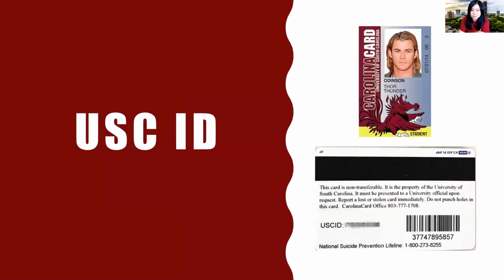USC ID is going to be appearing on the back of your Carolina card, which is your student card. So after you arrive on campus, during orientation, we will take you to the Carolina Card office to get your student ID. And on the back of the ID, there will be a series of numbers that starts with alphabet, and that will be your USC ID.